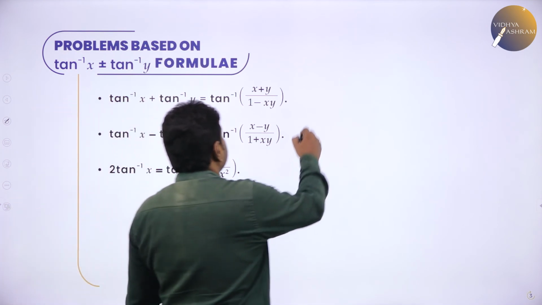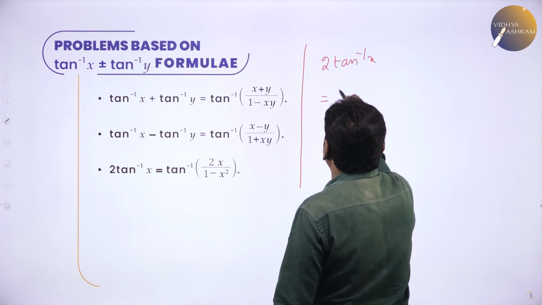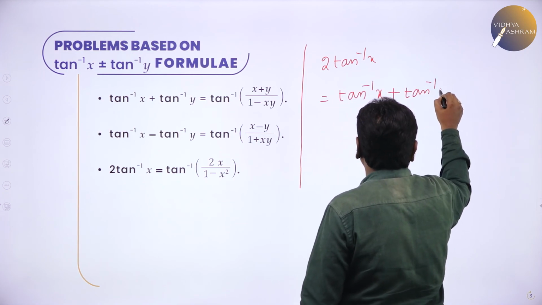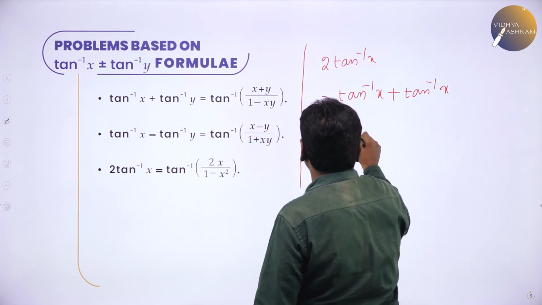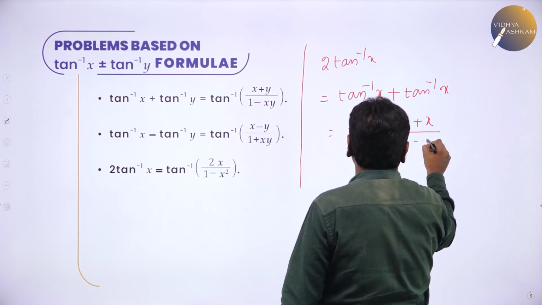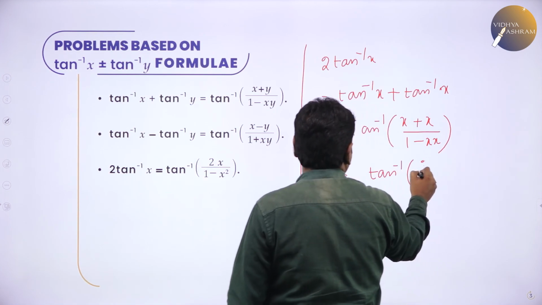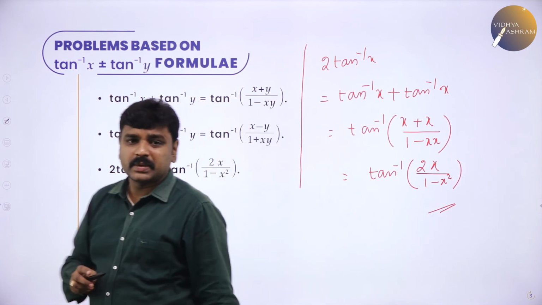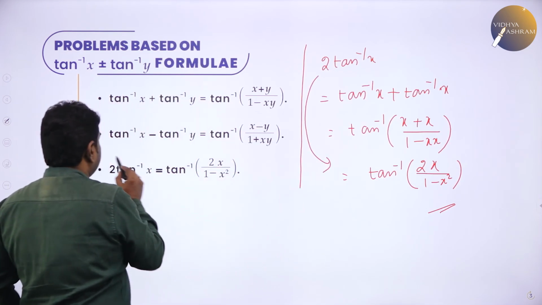So now what is the last term? 2 tan inverse x. Can I write it as tan inverse x plus tan inverse x? Now it is in the form tan inverse x plus tan inverse y, which is tan inverse of x plus y by 1 minus xy. So I can write it as tan inverse of x plus x, in the place of y we have x only, divided by 1 minus x into x. So it will become tan inverse of x plus x, which is 2x, divided by 1 minus x square. So the conclusion is simple. No need to derive like this. Directly you can memorize this.